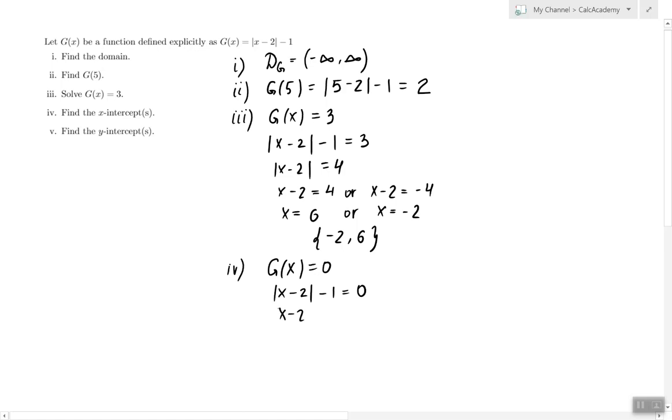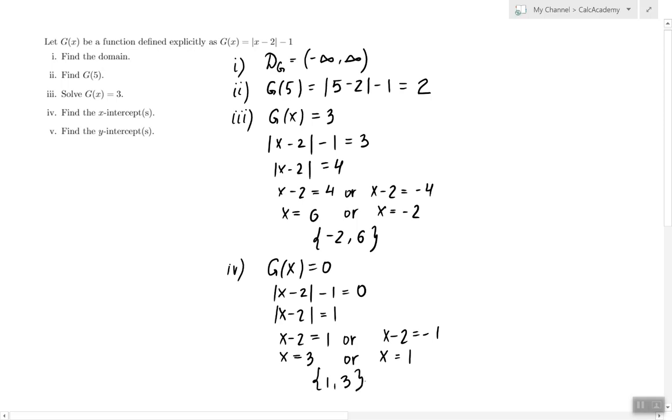So the absolute value of x minus 2, minus 1 equals 0 means the absolute value of x minus 2 equals 1, and splitting it into 2, as we learned in algebra, means we have these two linear equations. So x is either 3 or 1. So there are two solutions, 1 and 3.